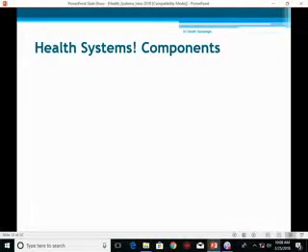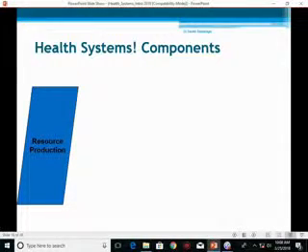Then let's look at what the components of a health system are. What are the basic parts of a health system? Like we looked at the cardiovascular system, with its different parts. We said a system is a collection of different parts which work together.